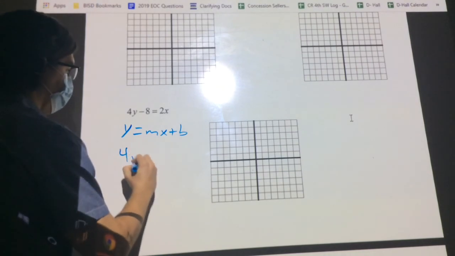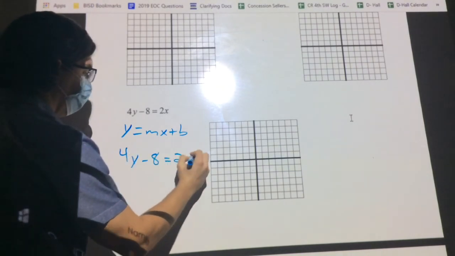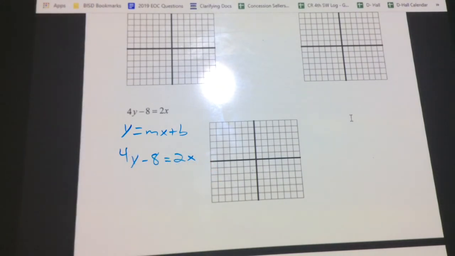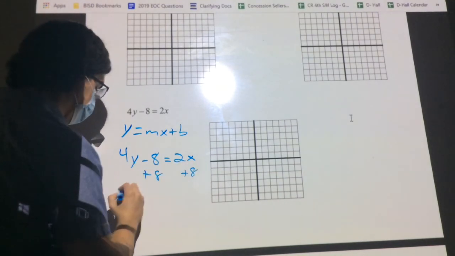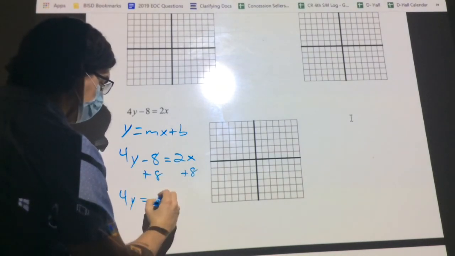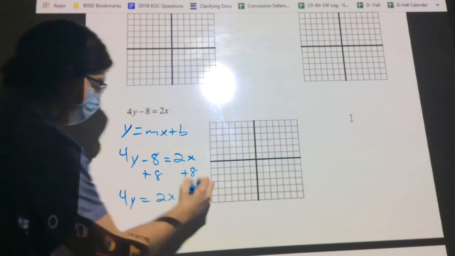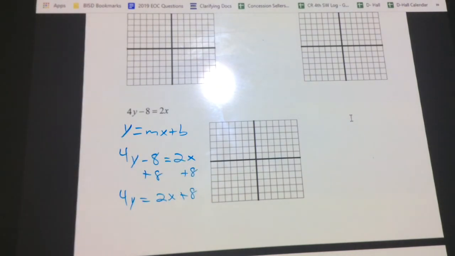So 4y minus 8 equals 2x. All right, Bennett, you're on the hot seat here. What do I need to do to get the y by itself? Add 8. Yeah, good. Add 8 to both sides. So now I've got 4y equals 2x plus 8. Oh my gosh. It's looking mighty close to slope-intercept form. Can you finish this, Bennett, or do we need to find somebody else to do it? All right, what do I do next?